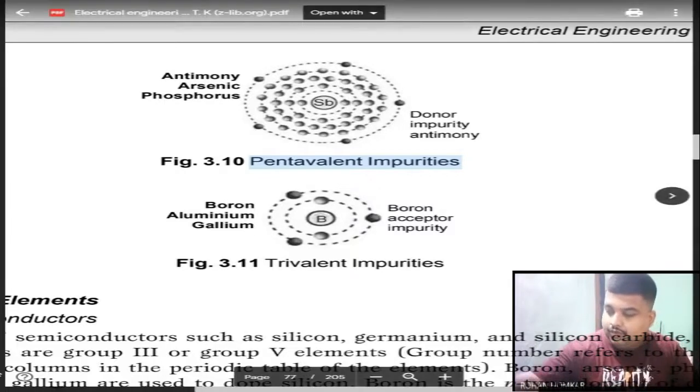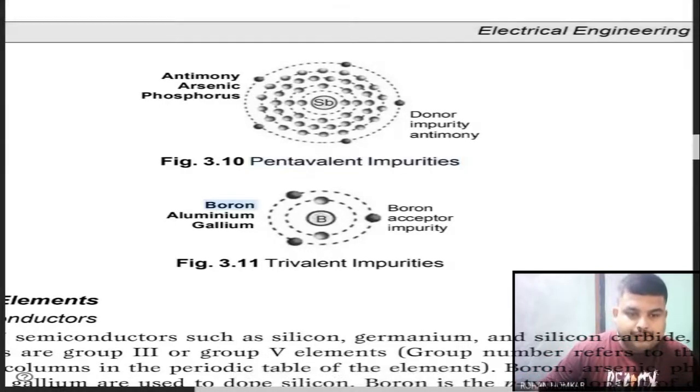Now when it's a boron impurity, boron or aluminium or gallium, which is also called an acceptor impurity, then it is a trivalent impurity. And the pentavalent impurity is a donor impurity. So can you see 3 electrons at the outermost orbit here? Okay, perfect.